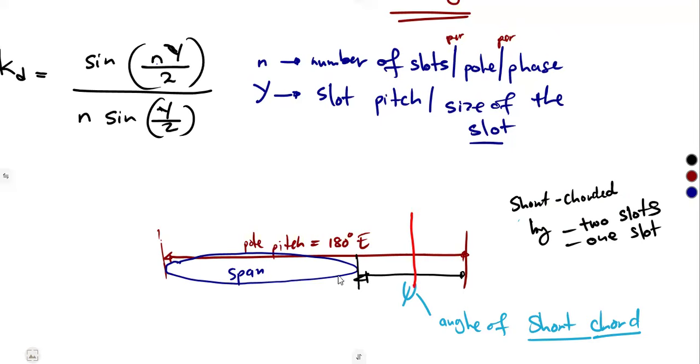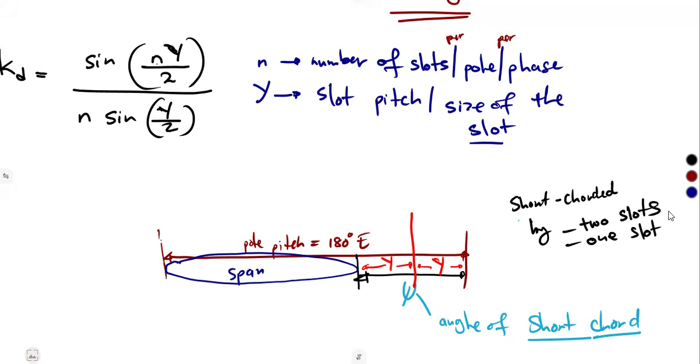It will now be divided into 2 like this, where we've got the first part here and the second part representing what? Our slot pitch, or the size of the slot. Remember, they are saying 2 slots, so this is the first one and the second one. So we need to find this now, which is what? Our slot pitch, in order for us to have the angle of shortcut.